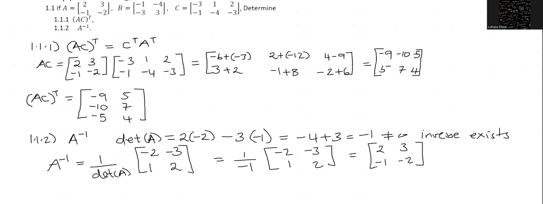And how do you test whether this is in fact the inverse of A? What you do is you can multiply A, this matrix A, with A inverse, and you should get the identity matrix.